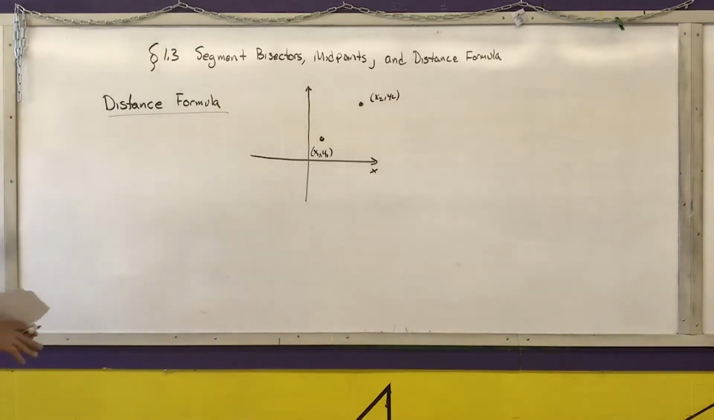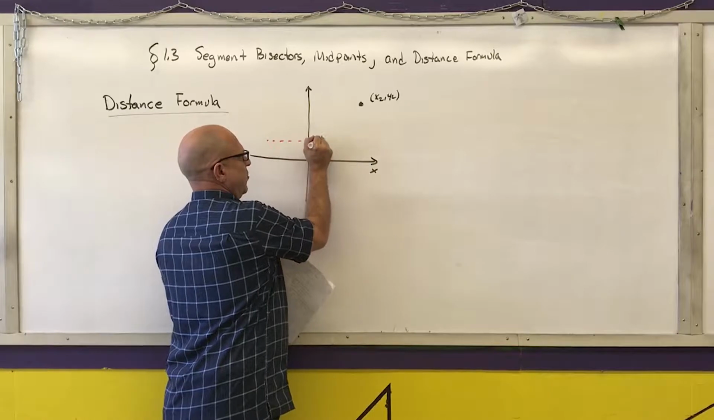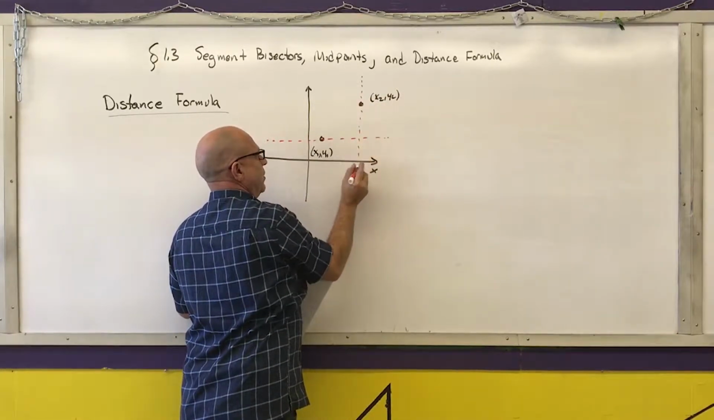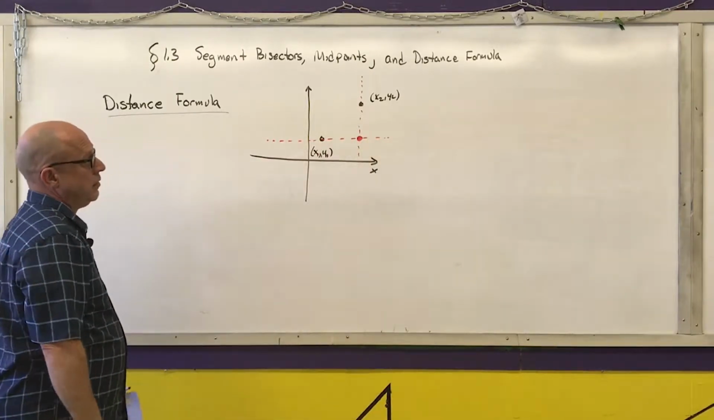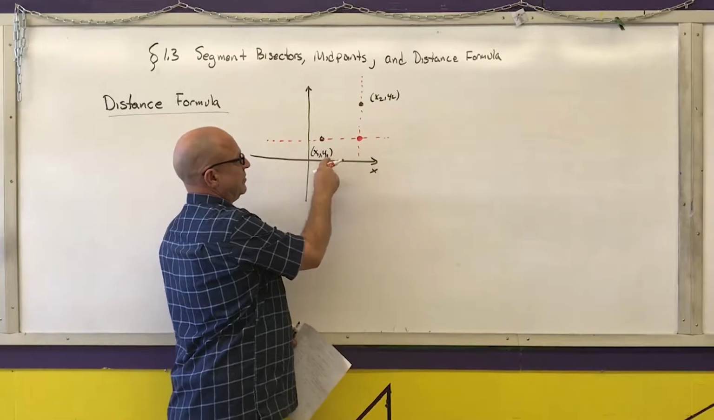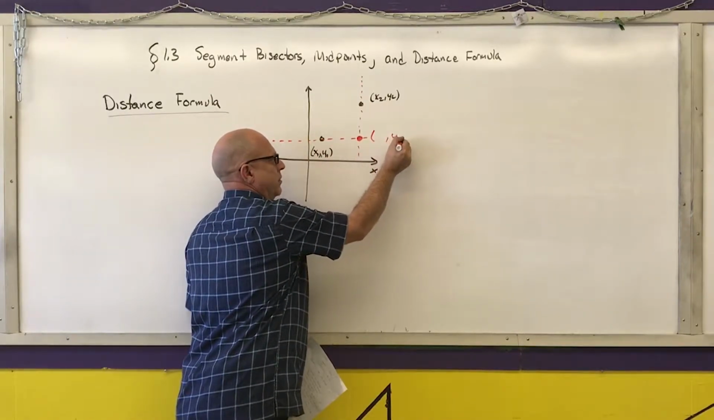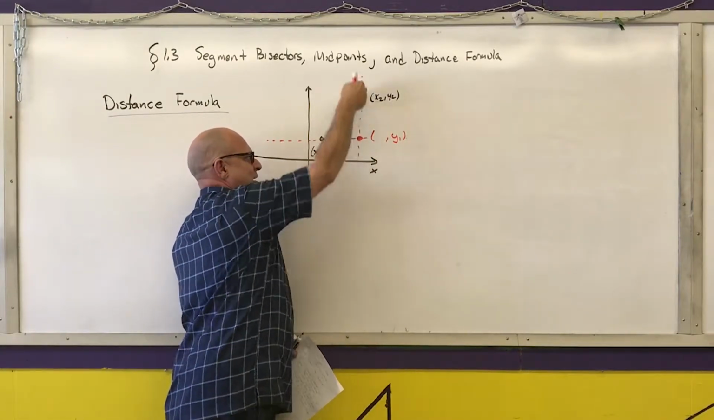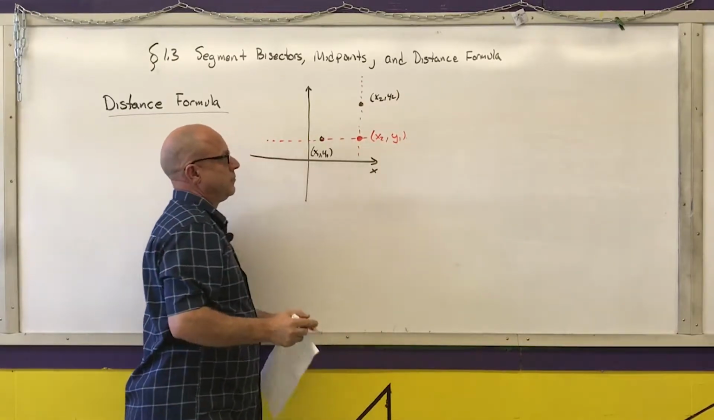What I'm going to do from these points is go horizontally through this point and vertically through this point, and I'm going to write down the point where they intersect. Well, that point where they intersect has the same y coordinate, so that would be y1. So same y coordinate as this one, because it's the same height, and it has the same x coordinate as this one, which would be x2.